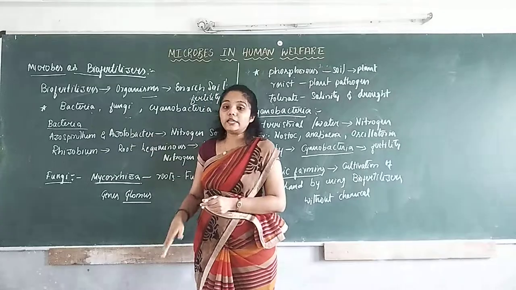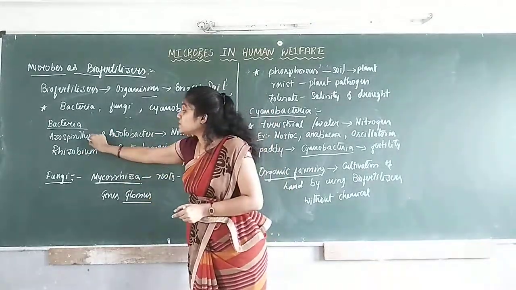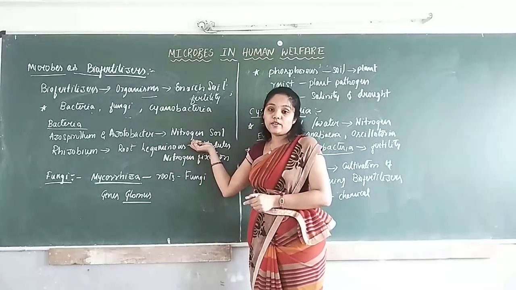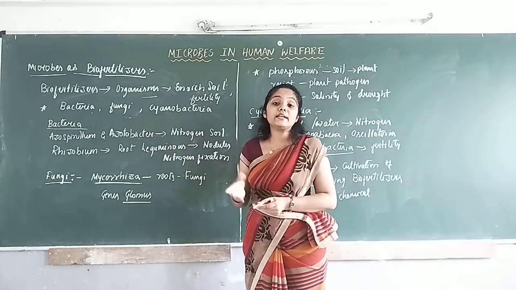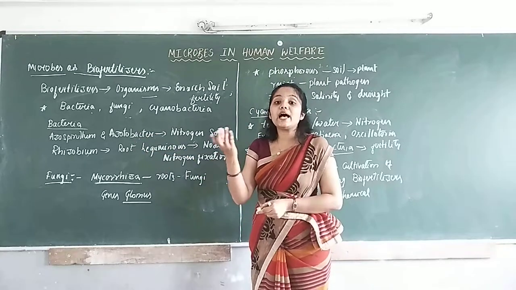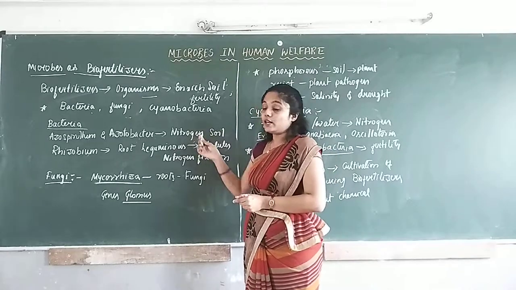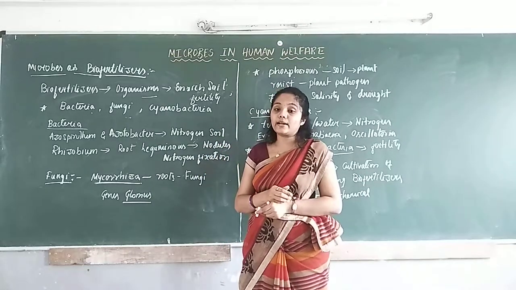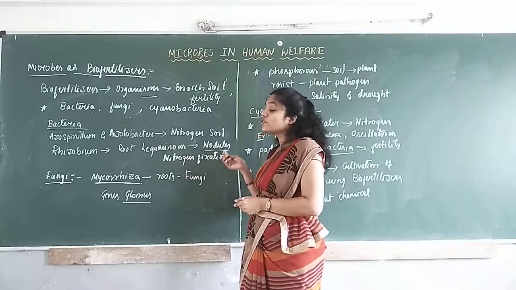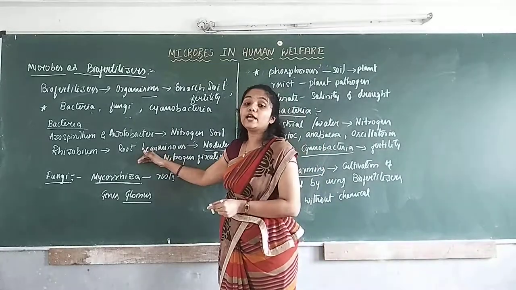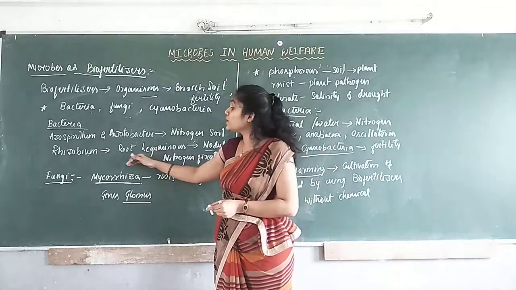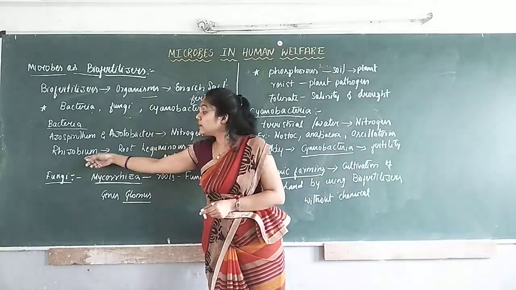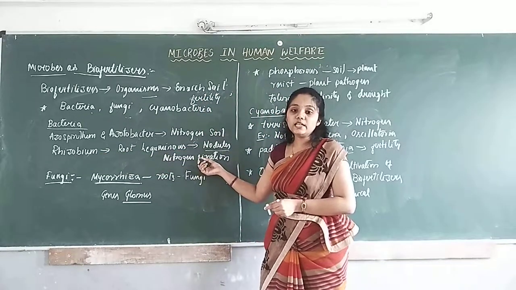When it comes to the bacteria, we take these examples, that is Azospirillum and Azotobacter. These help in nitrogen fixation. These are free living bacteria in the soil. They are present in the soil, so they help in the nitrogen fixation in the soil. Okay. The next bacteria is Rhizobium. This Rhizobium helps in the formation of nodules in the case of the leguminous plants. In the leguminous plants, the roots consist of nodules, that is due to the presence of Rhizobium, isn't it? So here the nitrogen fixation takes place.